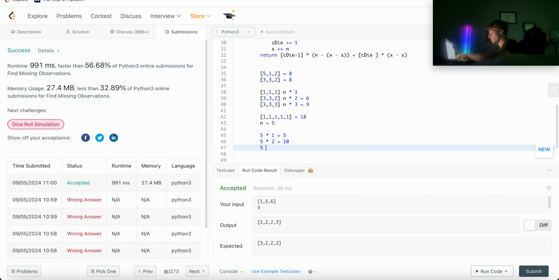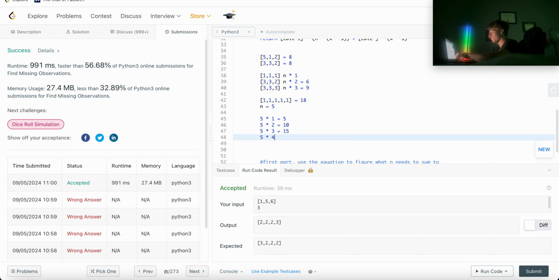Still too small. What if I made them all 3? I get 15. Okay, it's still too small. What if I made them all 4? I get 20. Too big. So then I know, okay, I should make all the values 3. So then I have 5 values, so I get 1, 2, 3, 4, 5.